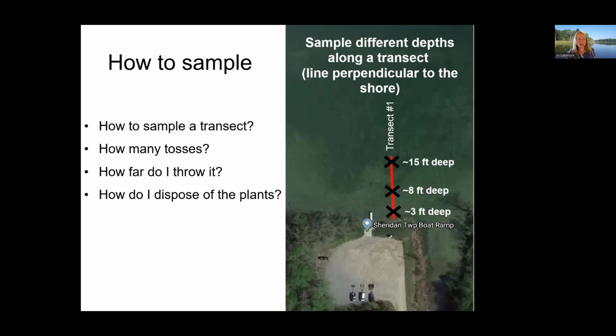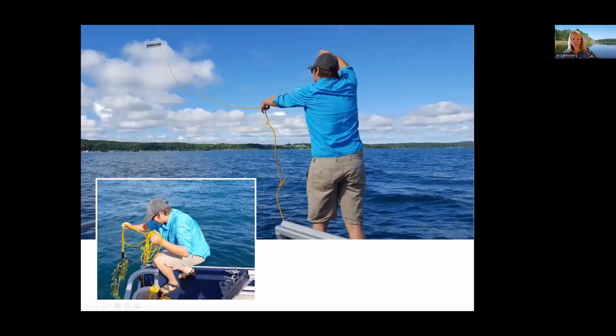So on your map, before you even go out, it's great to draw yourself that imaginary line at each site you want to sample, and that's your transect. So that's an important question. Some other questions to think about are, how many times do I toss the rake into the water to collect plants? How far do I throw it? What do I do with the plants after I collect them? So let's talk about that.